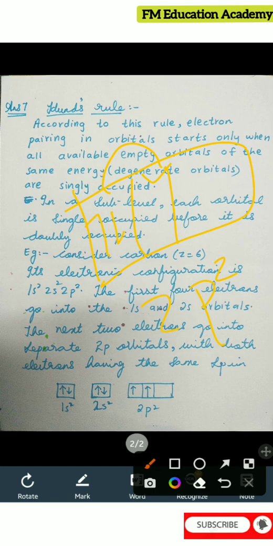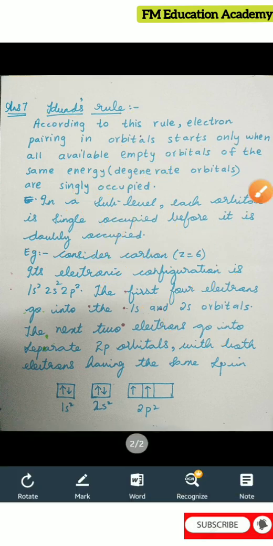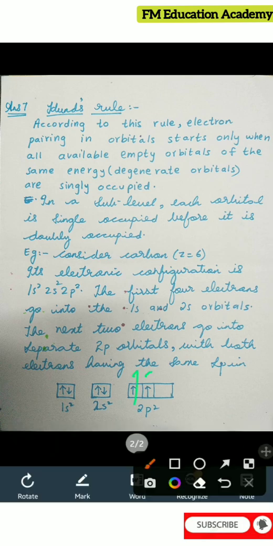But according to Hund's rule, if there are some orbitals left which are empty, then you need to fill those first. That is why we first fill this. It is singly occupied, and then this is also singly occupied. I'll give you an example. It means that in a sub-level, each orbital is singly occupied before it is doubly occupied. First it is singly occupied: one box is filling with one electron, again one box is filling with one electron for 2p.